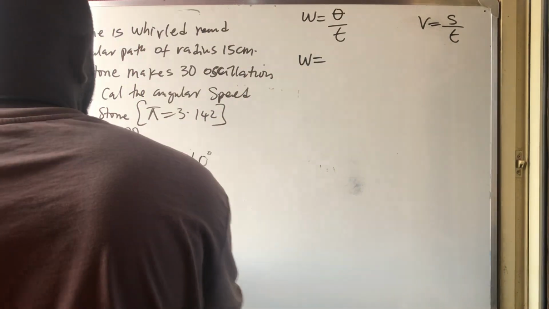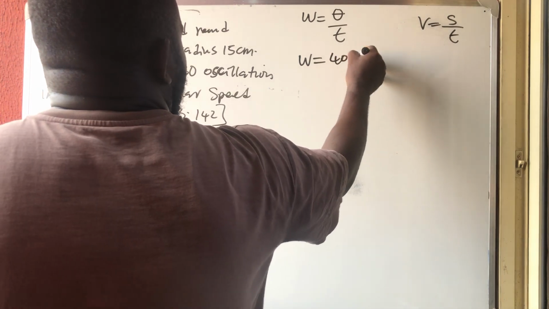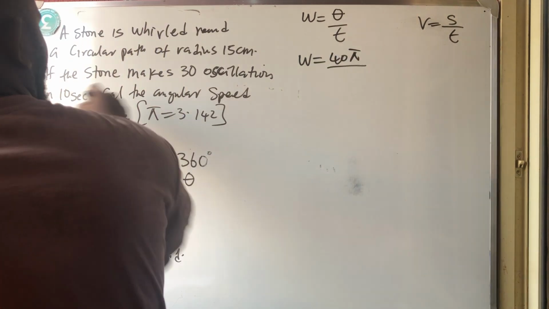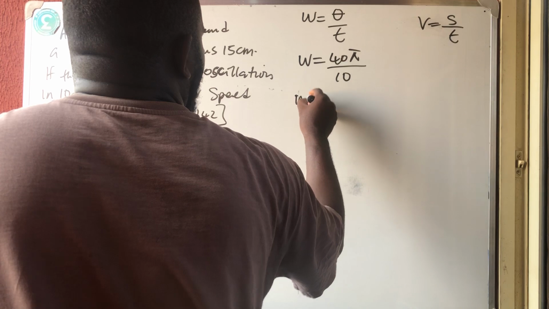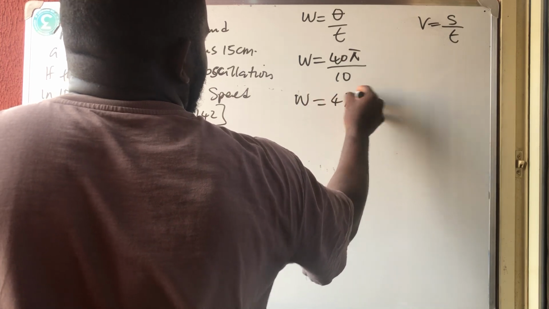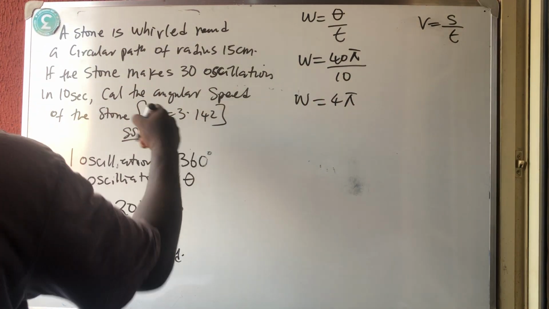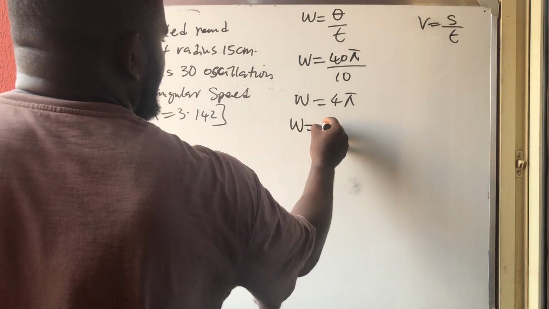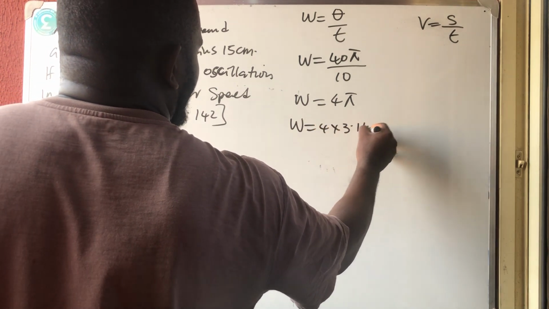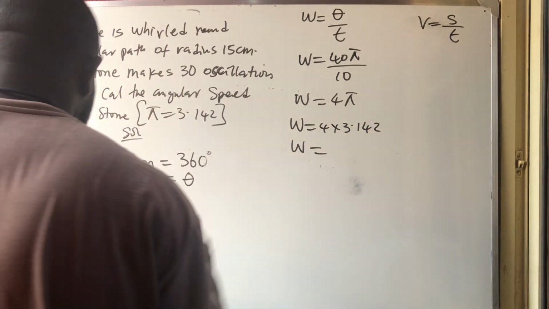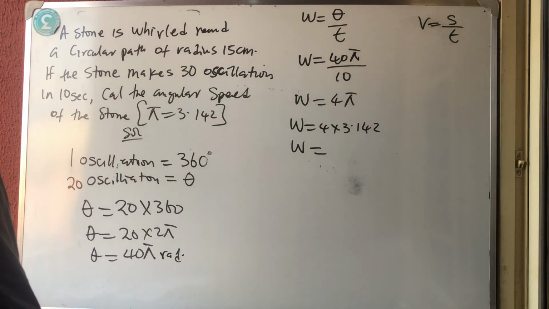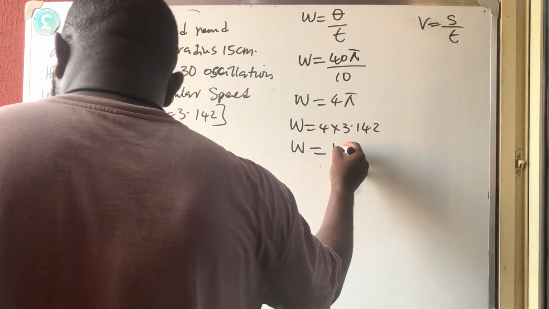So angular speed is equal to what? 40 pi over the time, which is 10. So I'm having an angular speed of 4 pi. And what did they give us as pi? 3.142. So my angular speed is 4 times 3.142.